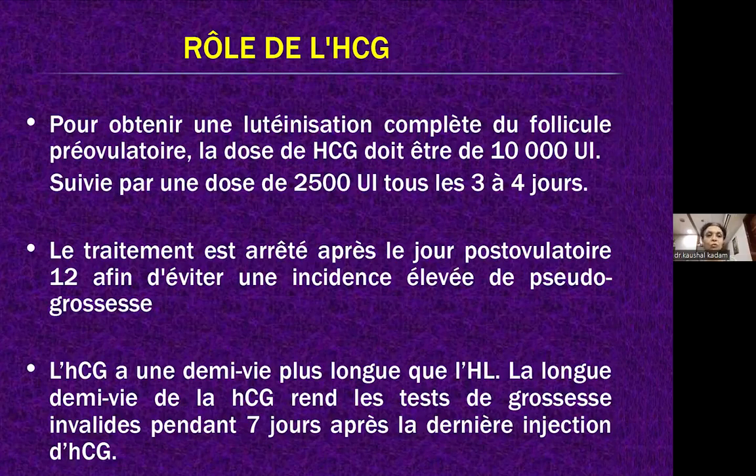So you must stop the HCG after the 12th post-ovulatory day. Otherwise, you will get a false pregnancy test, because HCG has a long half-life. HCG has a longer half-life than LH. The long half-life of HCG renders the pregnancy test invalid for 7 days after the last HCG injection.